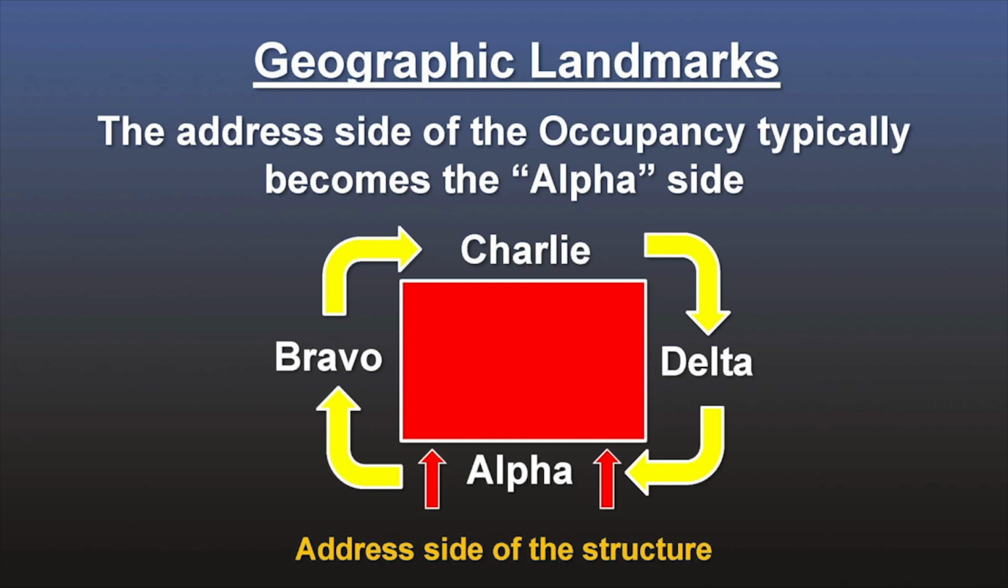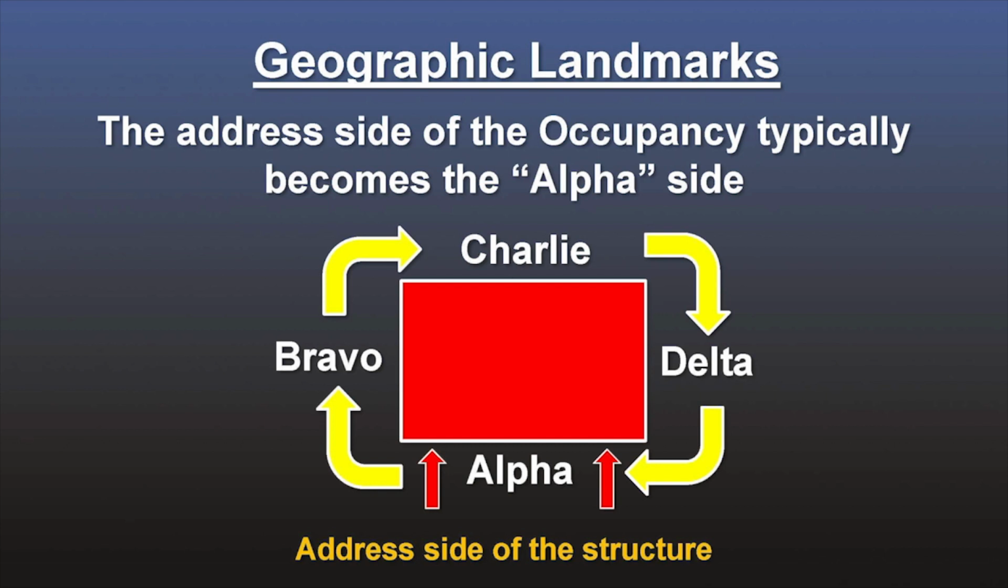Geographic landmarks. The address side of the occupancy typically becomes the Alpha side, but when you're looking at naming the other sides of the occupancy, it goes from Alpha and it works in a clockwise direction with Bravo, Charlie, and Delta.